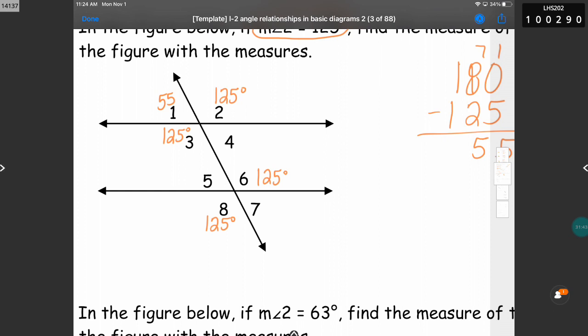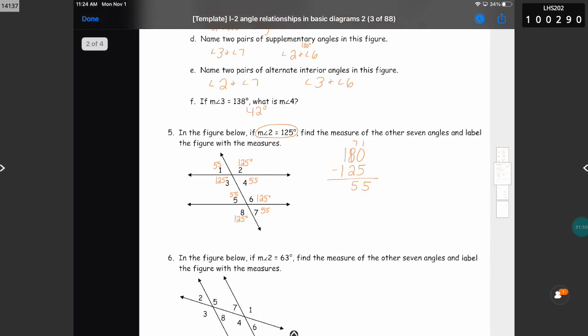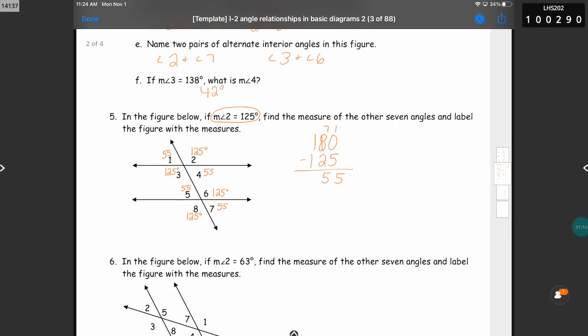Okay? Any questions? No, ma'am. I want you to try 6. The measure of angle 2 is 63 degrees. Find the measure of the other 7 angles.